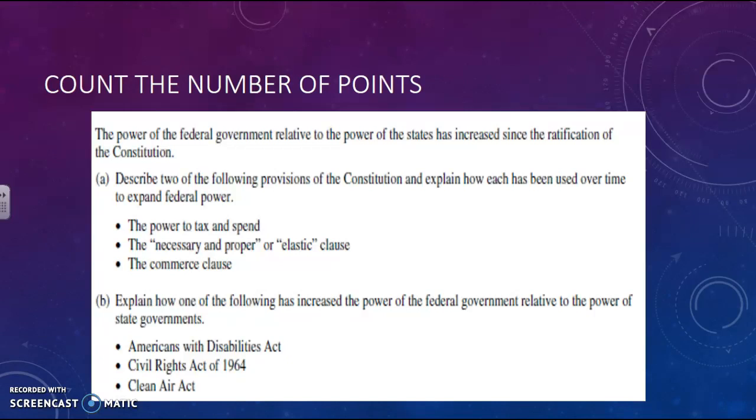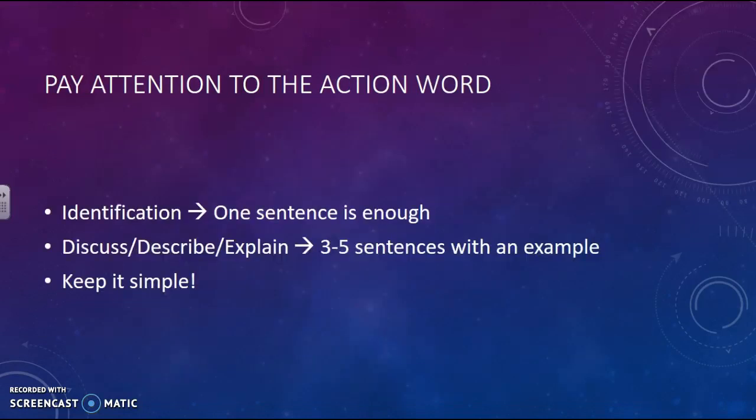Now, you want to pay close attention to the action words, here being describe in Part A as well as explain, and also explain in Part B. When you see words such as describe or explain, you're going to be elaborating. Again, not to the extent that you would on an essay, but certainly enough so that the FRQ reader knows that you understand these concepts. Perhaps the best action word, in my opinion, to get points is identify, where it might say, identify a linkage institution. All you have to do is state, for example, elections are an example of a linkage institution. That would get you a point.